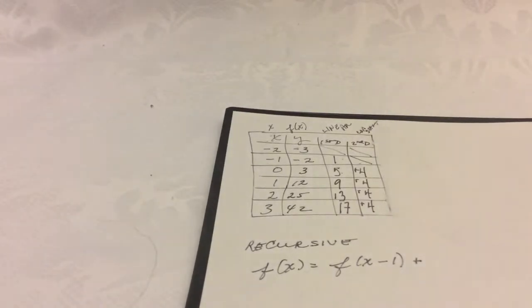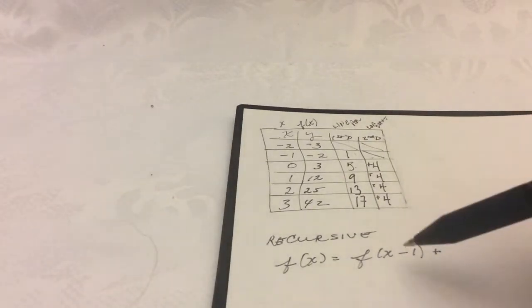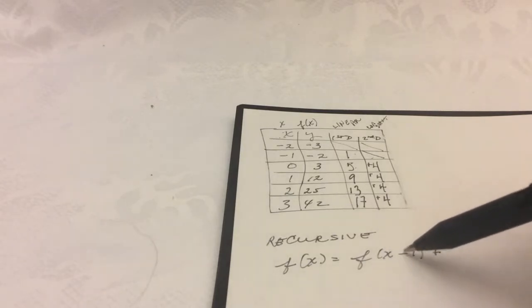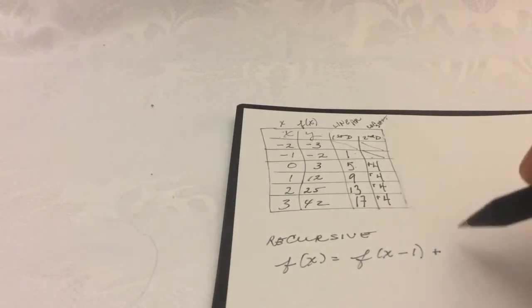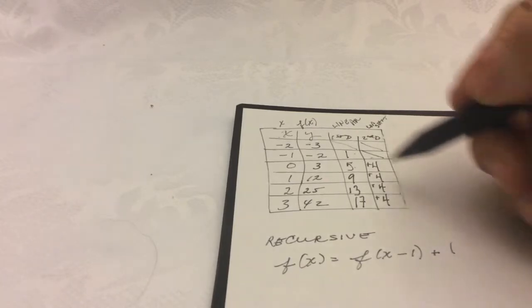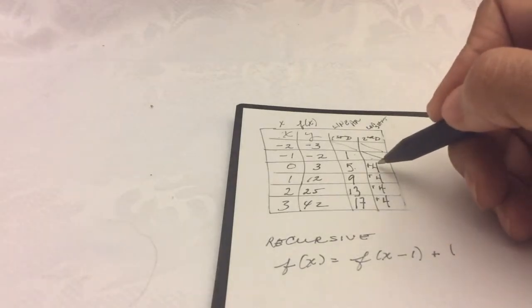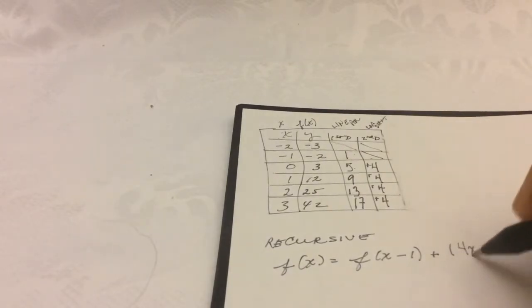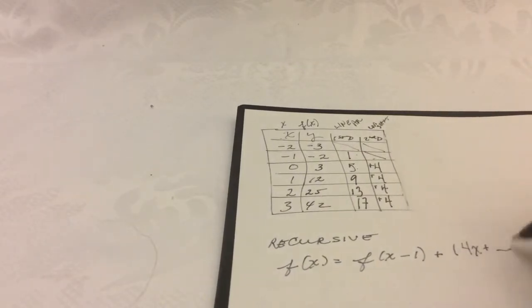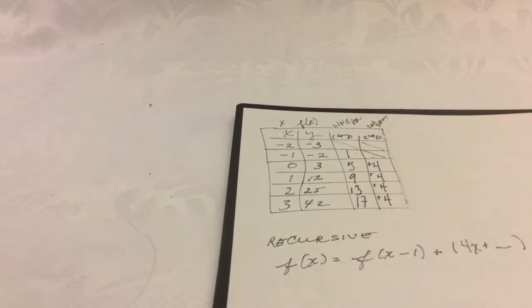Now let's write our recursive value. We know our recursive value is always going to be f at x minus 1. That's going to be our previous value, plus we're going to add our constant times x. So that's 4x, and it's plus some number, and it's going to give us our linear value.